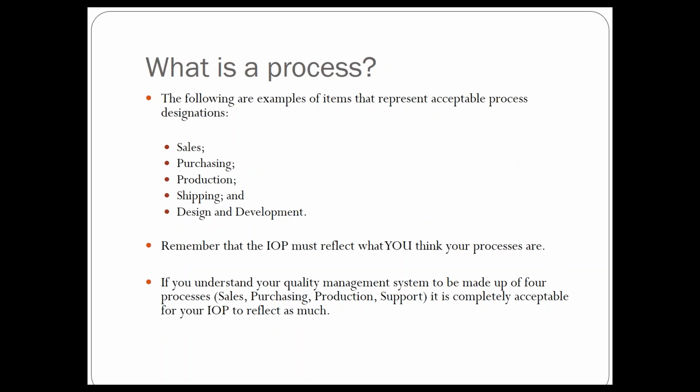Now, I've provided a list here of some of the more common designations. These were pulled from numerous PJR audit reports, and what are we looking at typically when we look at process designations? Sales is very common. Purchasing is very common. Production, which you might interpret as encompassing numerous activities, is a common designation, and so forth.